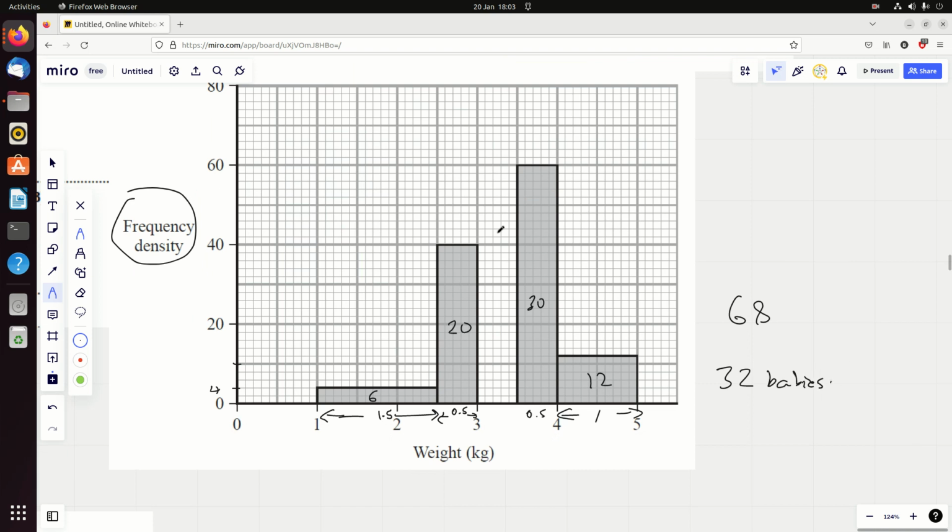Now remember, this is frequency density. Now as that's a half across, if we put this going up to 64, a half times 64 would be 32. And so you need a bar in there.